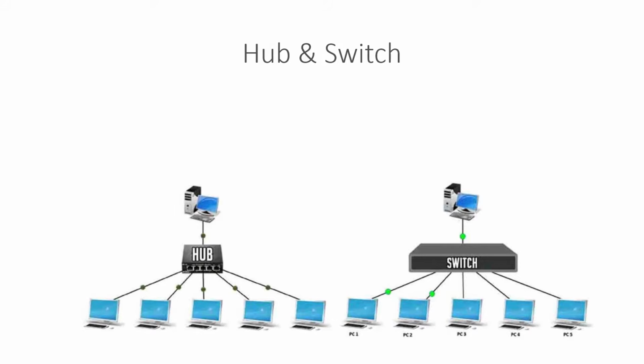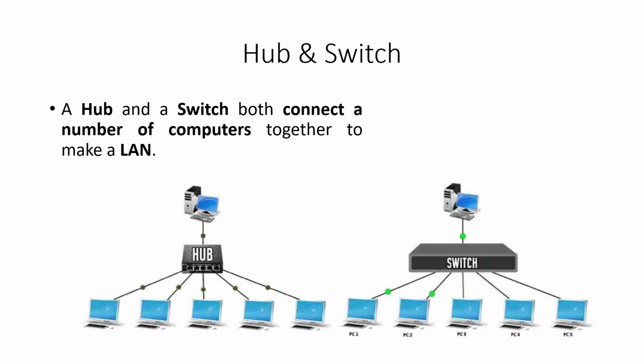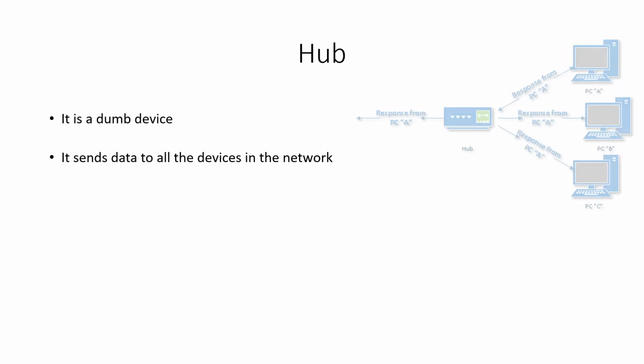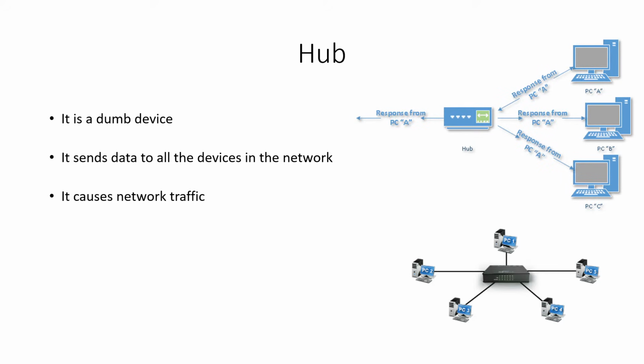Network devices. Hub and switch. A hub and switch both connect a number of computers together to make a LAN. Hubs. It's a dumb device. It sends data to all devices in the network, as you can see over here. It causes network traffic. It has poor security. It's only suitable for a small home network.